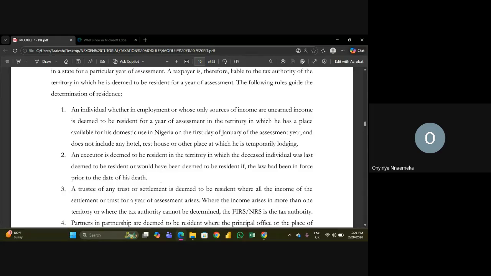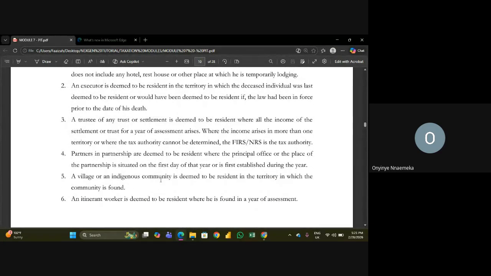Of Kebbi State. Now let's talk about a trustee of a trust. A trustee of a trust or settlement will be resident where all the income of the trustee or trust for a year of assessment arises. A trustee is the person that is in charge of a particular trust. We are still going to get to all of these things one by one, because we'll talk about how to calculate income tax for every one of them. Now, this person will pay tax on the trust or on the settlement. But who is he paying tax to? Where is the income of the trust coming from? The place that the income is coming from is the place that the tax will be paid to. That place will become his residence.